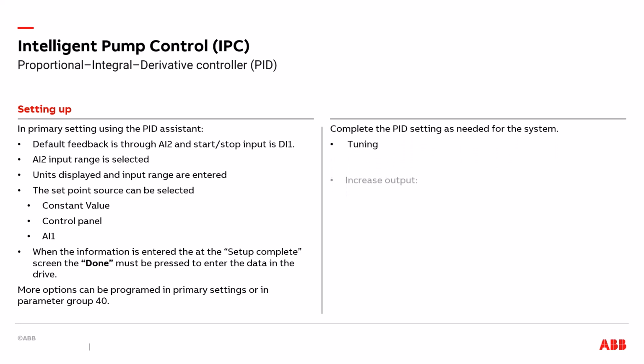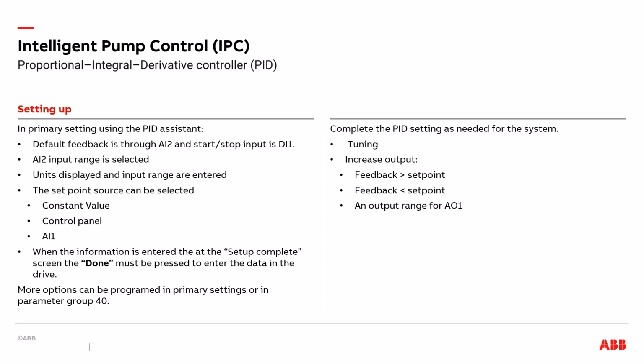You can do tuning, increase the output for feedback greater than set point or feedback less than set point. In our case, we're using pressure, so when the pressure drops and the feedback is below the set point, we want the drives to increase speed, so we want to increase the output when feedback is less than set point.